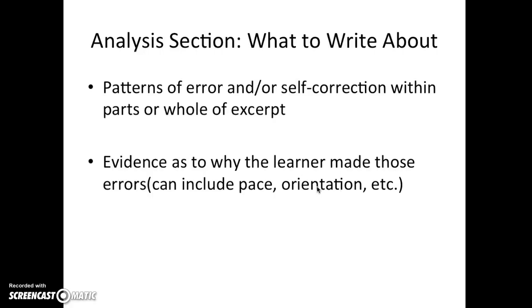Okay, so in your analysis section, you're probably wondering what to write about, and there are two things I want to point out. One, the real basic piece, is that I'm looking for you to identify patterns of error and self-correction within parts or whole of the excerpt. That is, you're going to take the MSV piece and talk a bit about what kind of errors you saw your learner make. Were they meaning errors, errors in syntax, etc.? What emerged, and what kinds of errors? And the second piece is going to be around why the learner made those errors. And then also your evidence, right?